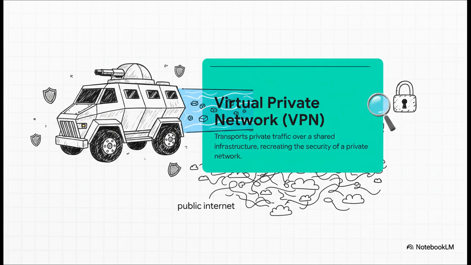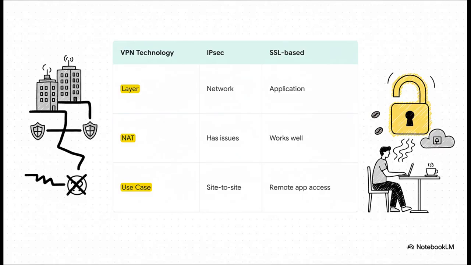A virtual private network basically creates a secure encrypted tunnel for your data to travel through the public internet. Think of it like a private armored car service, just for your data packets. Now, there are different types of VPNs. IPsec is awesome for connecting entire office networks together securely, but it can sometimes have trouble with certain network setups that hide everything behind a single address. SSL-based VPNs, though, they're perfect for when you, as an individual, need to securely get into a specific WCAP from, say, a coffee shop. They're just incredibly flexible.